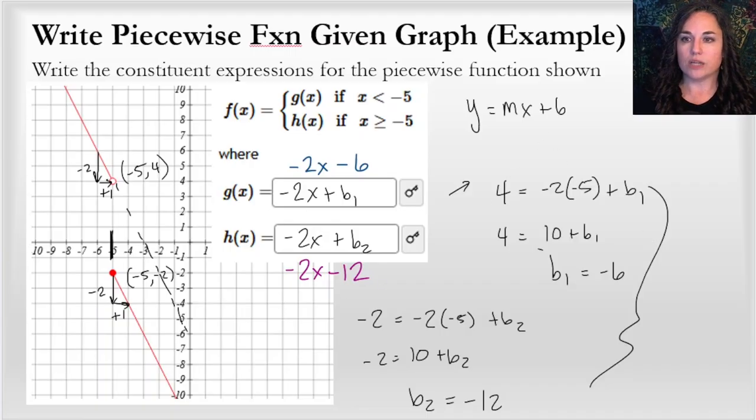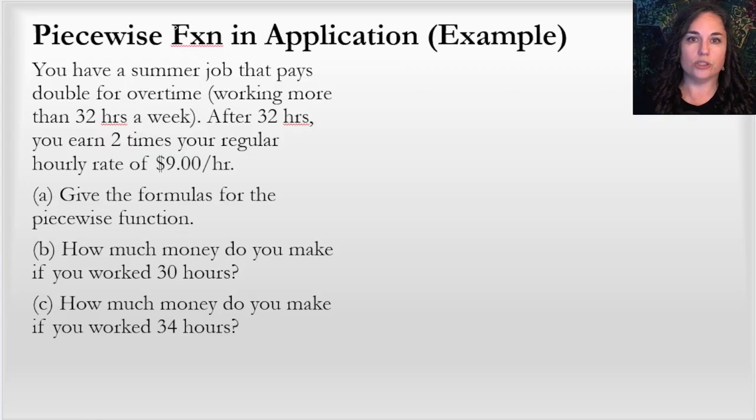The last learning objective I have for this lesson is to do a piecewise function in application. Can you read a word problem and recognize that this is a piecewise function? A function applies for a certain domain, and then another function applies for another domain. So this is a summer job. You have a summer job. I have a summer job. Maybe you don't have a summer job, so good for you.